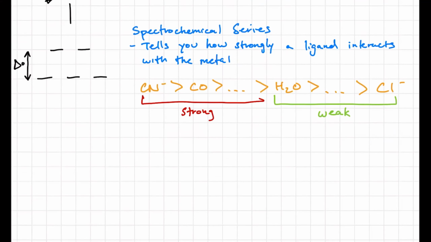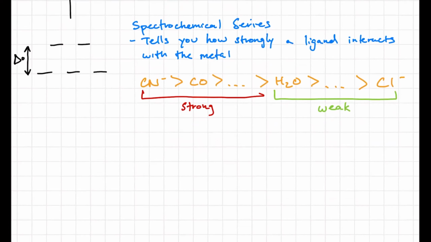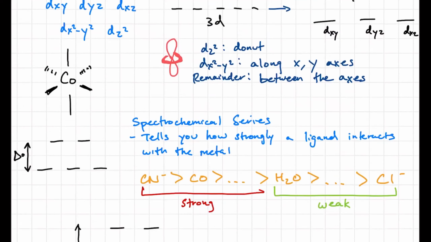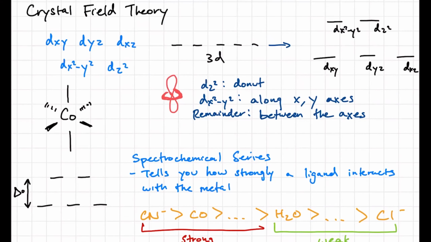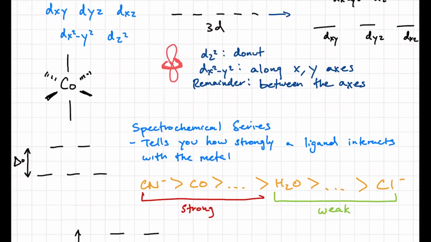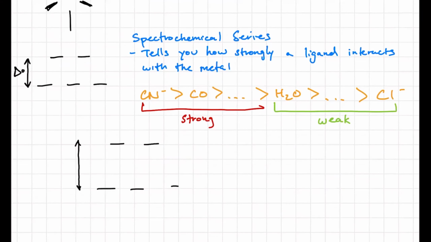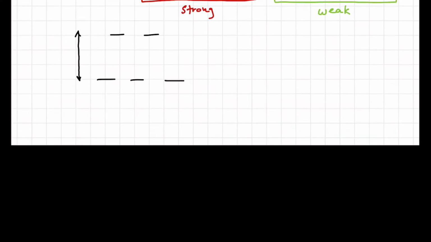And so, a strong field ligand splits the energy more. I'm not going to label the orbitals, but you should do it on your exam, where you write dxy, dyz, dxz, dz squared, dx squared minus y squared. I already did it up there, so I won't do it again, but please do remember to do that on your exam.